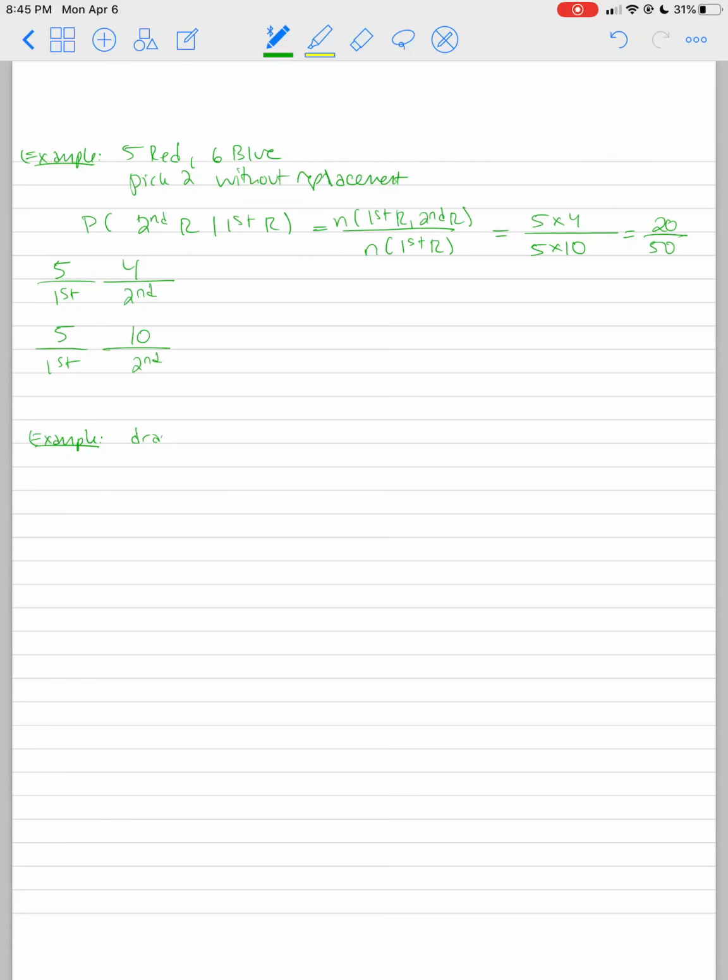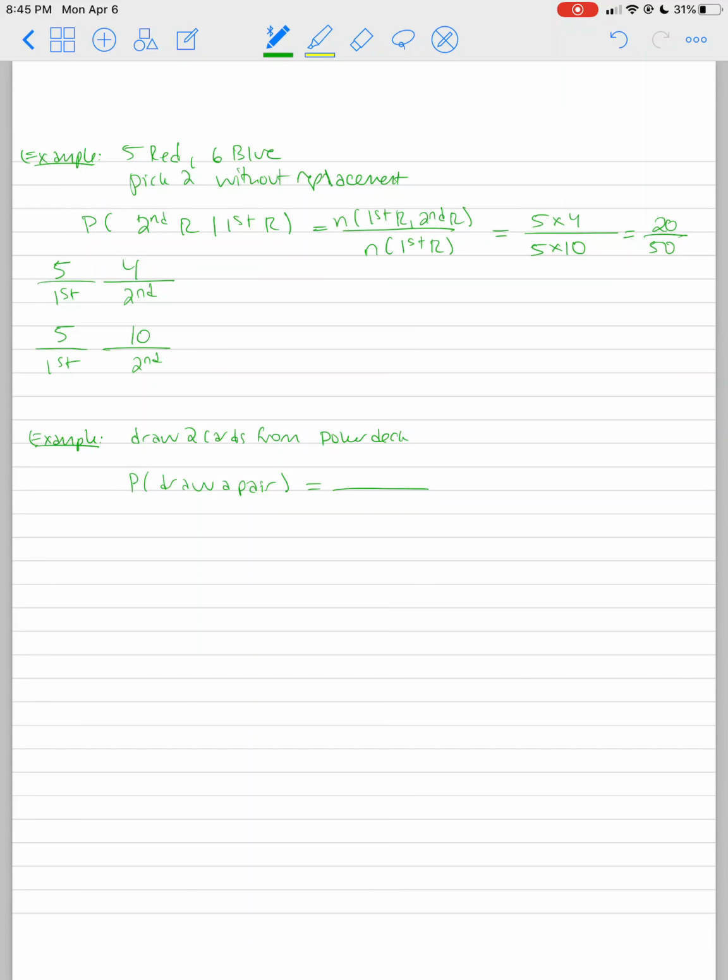We are going to draw 2 cards from a standard poker deck. Now let's try without conditional first. What is the probability you draw a pair? Well, the denominator's easiest. So I have to pick 2 cards.